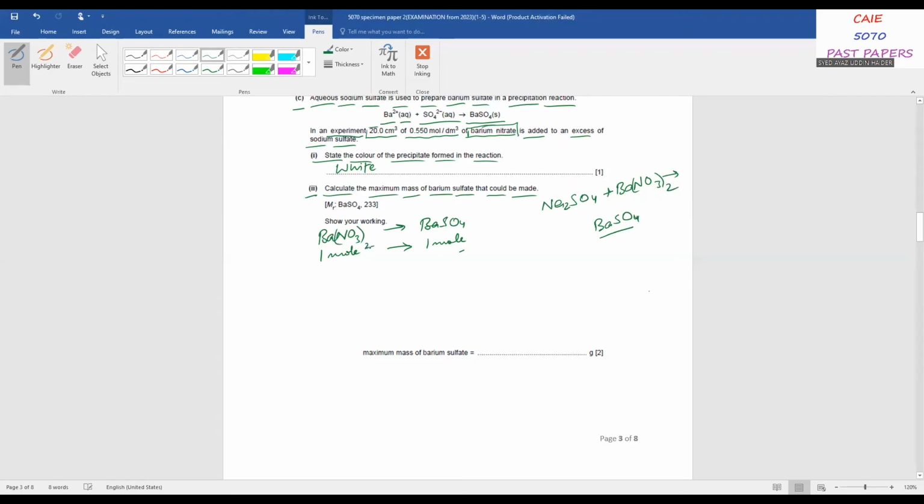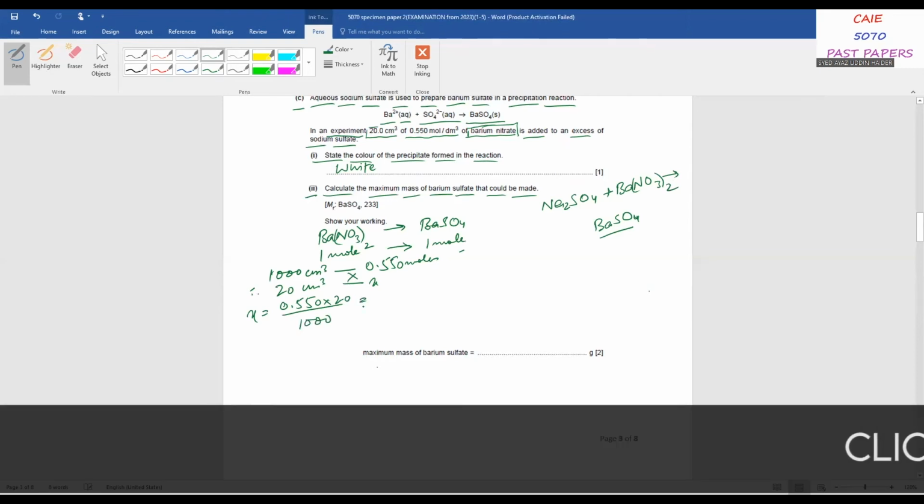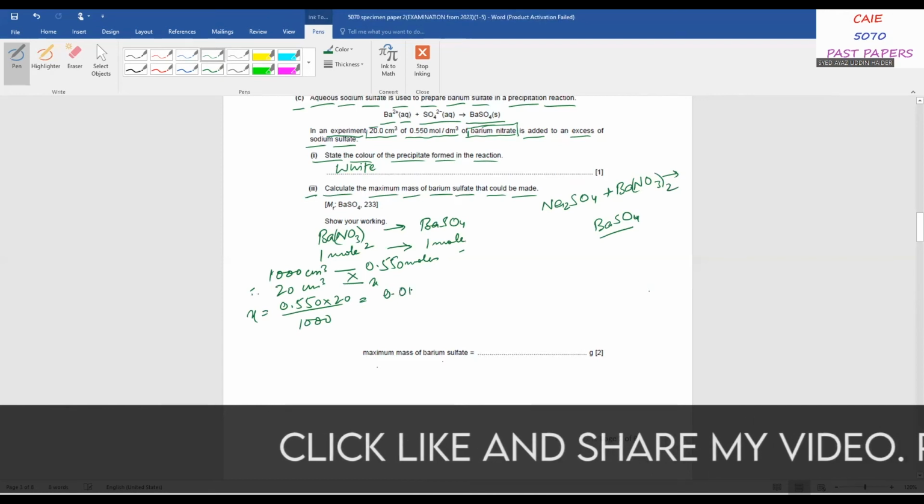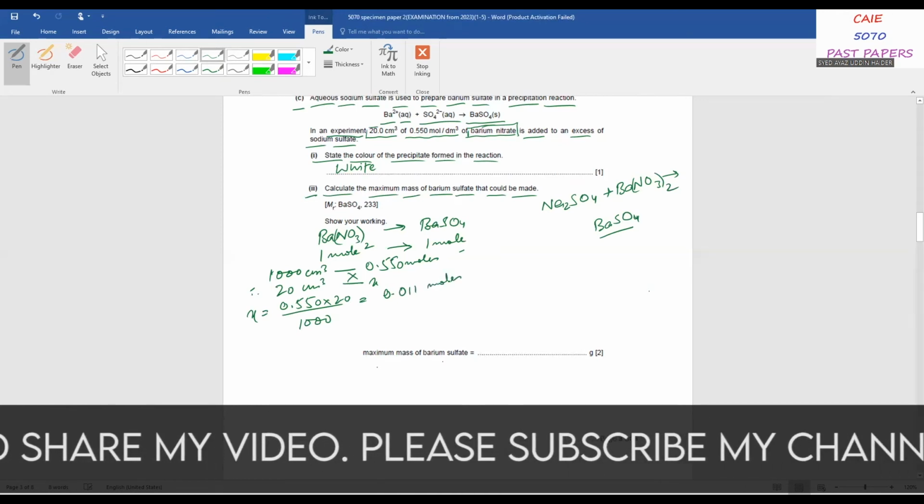I'm going to calculate the number of moles of barium nitrate from the data given. If you look at the data, 0.55 mole per dm3 means 1000 cm3 contains 0.550 moles. Therefore, 20 cm3 contains x mole. Cross multiply, you will get x is equal to 0.550 multiplied by 20 divided by 1000. What will be the answer? 0.011 moles, which will be the moles of BaSO4.